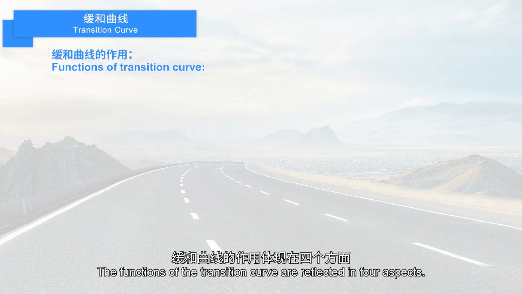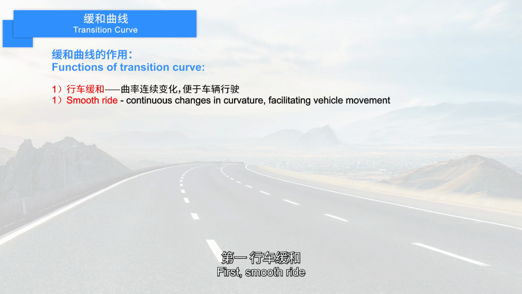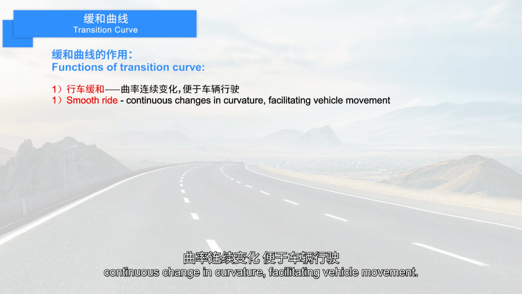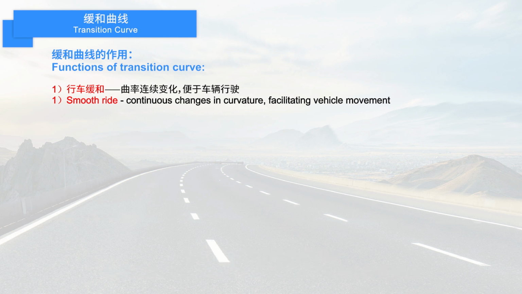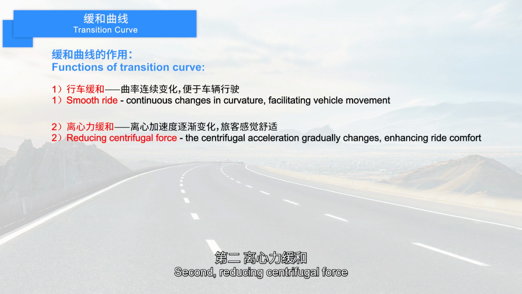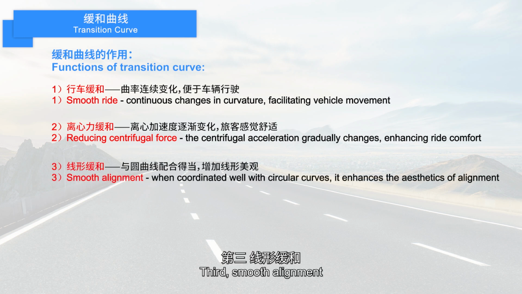The functions of the transition curve are reflected in four aspects. First, smooth ride, continuous change in curvature, facilitating vehicle movement. Second, reducing centrifugal force. The centrifugal acceleration gradually changes, enhancing ride comfort. Third, smooth alignment. When coordinated well with circular curves, it enhances the aesthetics of the alignment.